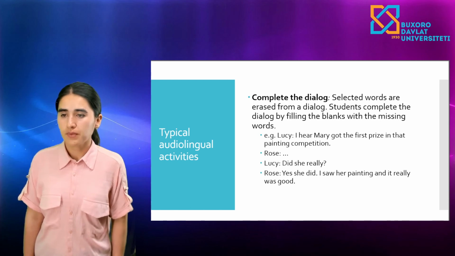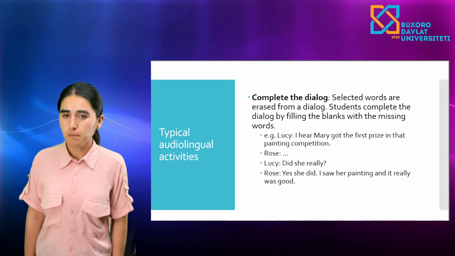And the next activity is complete the dialogue. Selected words are erased from a dialogue, and students complete the dialogue by filling the blanks with the missing words. In this example, you can see the dialogue, and some words are missing, and the teacher makes students complete the dialogue by filling the blanks with the missing words.